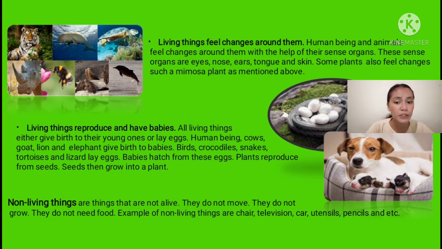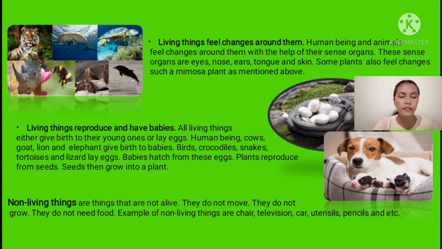Plants reproduce from seeds. Seeds then grow into a plant. Almost all living things can make copies of themselves or have babies. This is called reproduction. Animals reproduce in different ways. While some animals give birth to live young, other animals lay eggs that contain young.